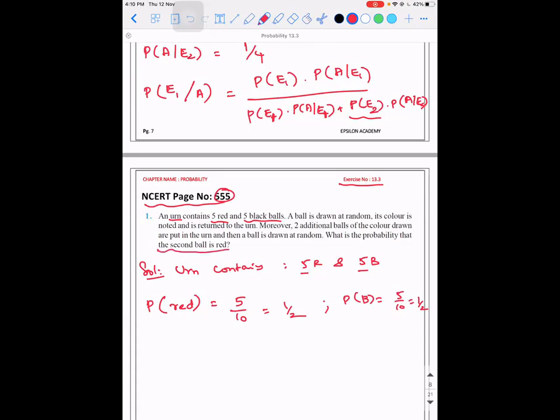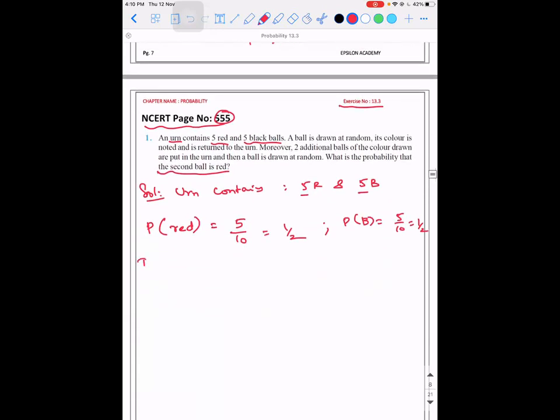So how do we know? Now observe, if the first draw was a red ball, then what would have been the probability? The total probability would have been the probability of getting red in the first draw, and subsequently what is going to happen? 2 additional balls of the color drawn are put in the urn. So now how many balls would have got added to the bag?